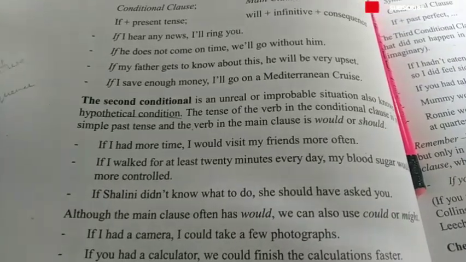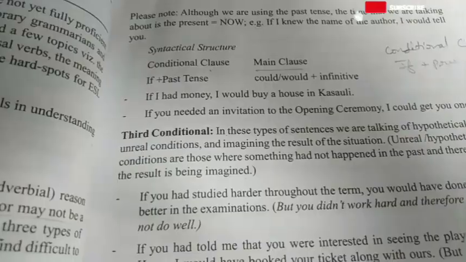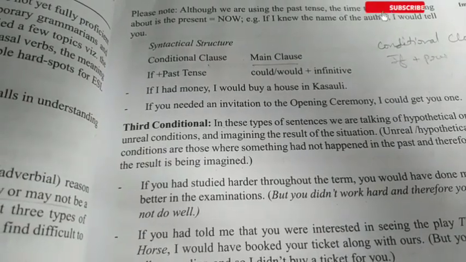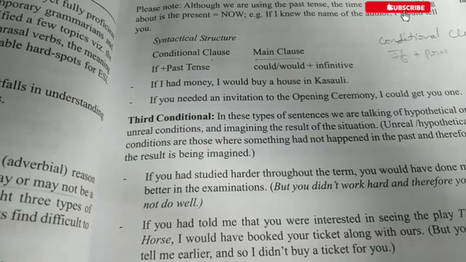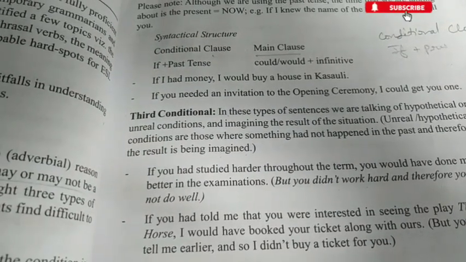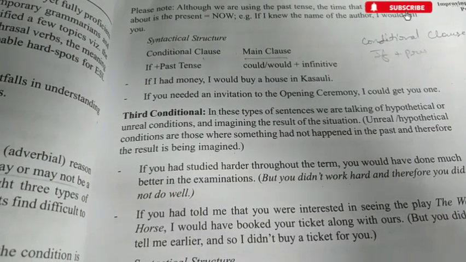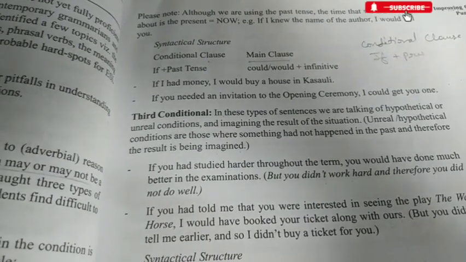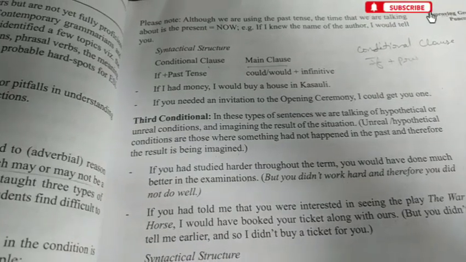Second conditional. So here we see first how we do the second conditional. This one is also imaginary. Okay, in the conditional clause we begin with if plus past tense. Whatever we write is in past, but in past those things did not happen, we only imagine. And the main clause is would plus infinitive. So here is an example written, so we read this. If I had money I would buy a home in Kasauli. I hope you understand. We write in past.